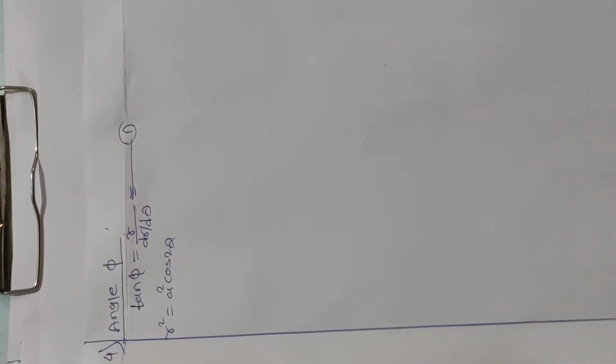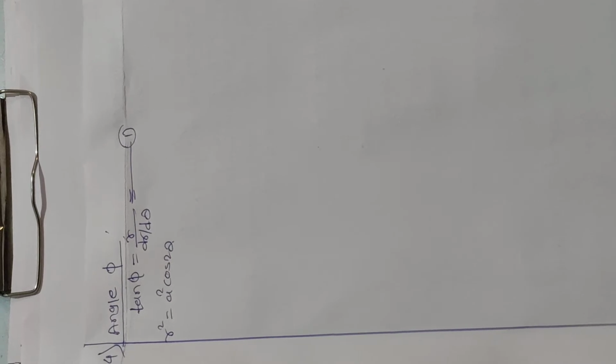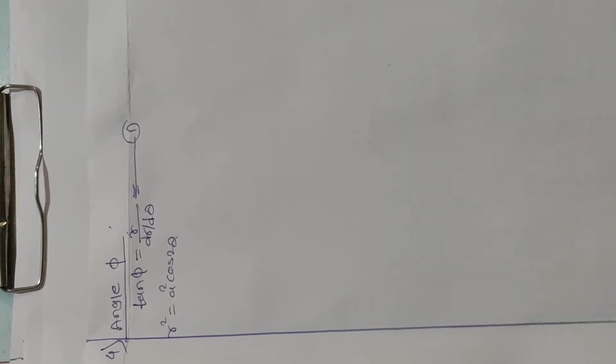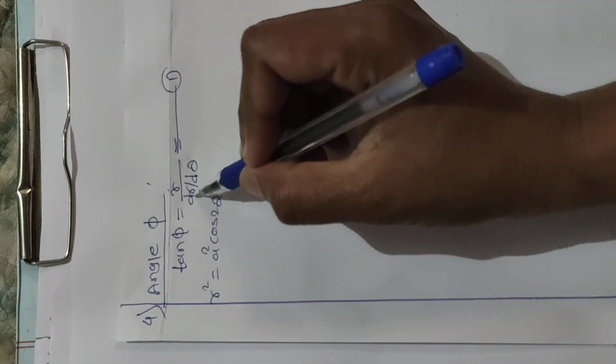Just we have to check here. First we have to find the points, and wherever the tangent coincides with the radius vector or tangent is perpendicular to it. So we have to check this point in the rule 4. See, first we have to simplify this tan phi and then write down the conclusion. So first we have to find dr by d theta.